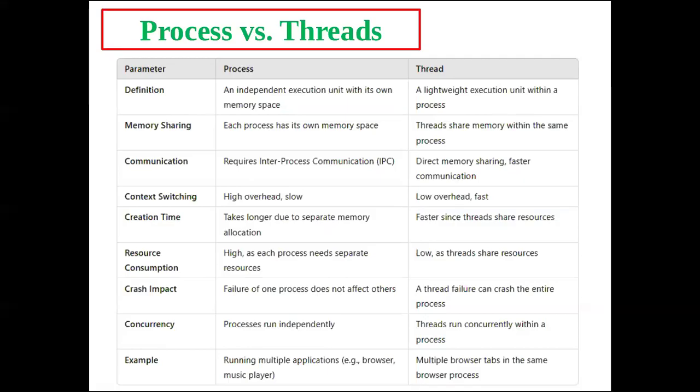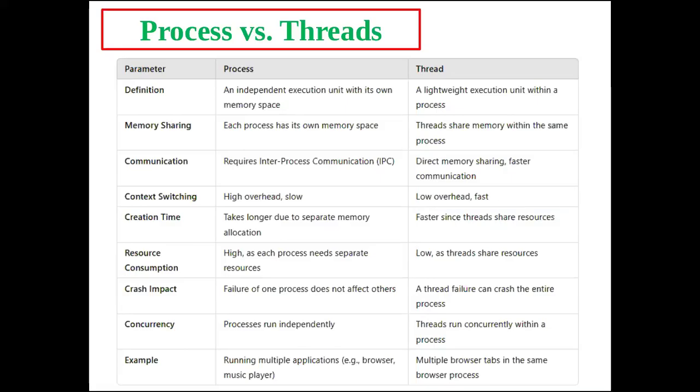The fourth parameter is context switching. Processes have high overhead and are actually slow. Switching between processes is expensive. Whereas threads are low overhead and fast. Switching between threads is very fast and efficient. Parameter 5, creation time. Processes take a longer time due to separate memory allocation. Whereas threads are faster to create because they share the resources.